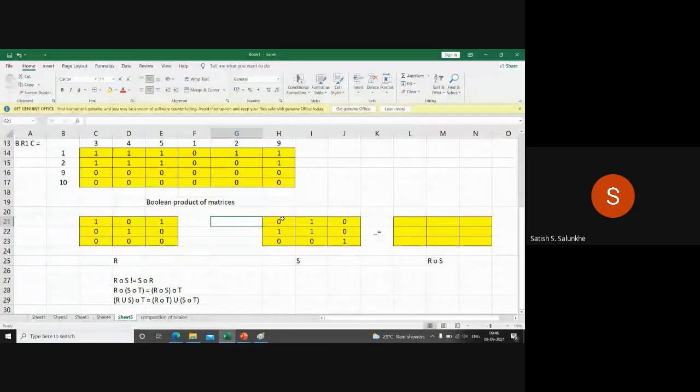1 into 0 plus 0 into 1 plus 1 into 0. So it is 0. Similarly 1 into 1, 0 into 1, 1 into 0. So there is at least one 1, so it is basically an OR operation. You are not doing 1 plus 1 equals 2; 1 plus 1 means logical 1, that is 1. So it is 1. Now we are talking about this third one.